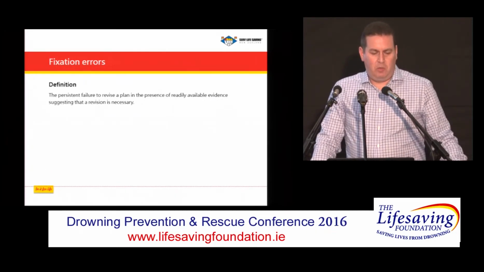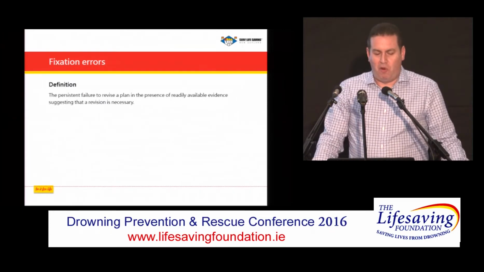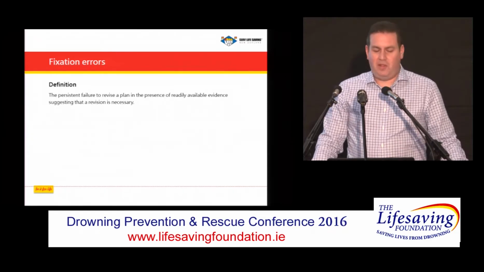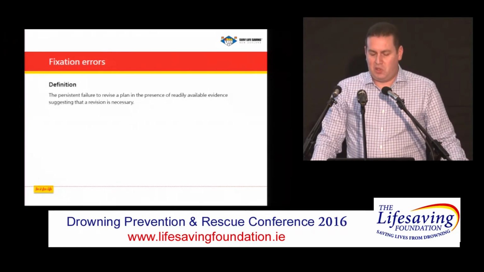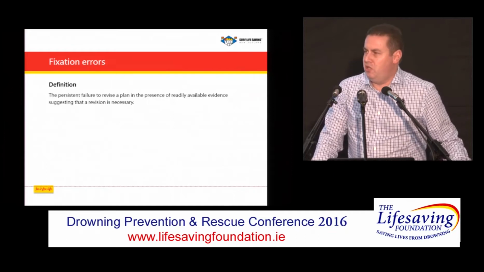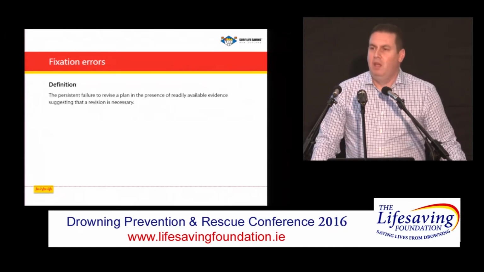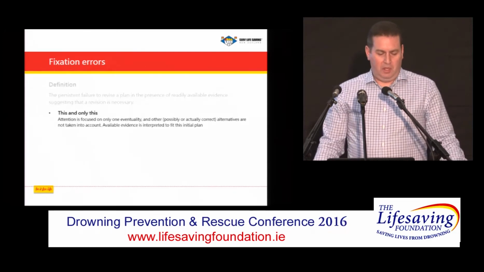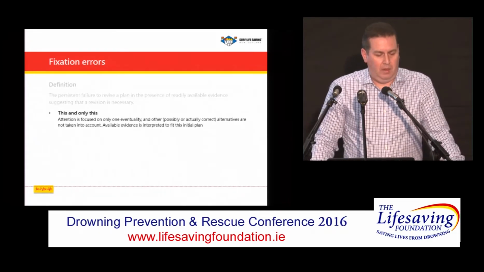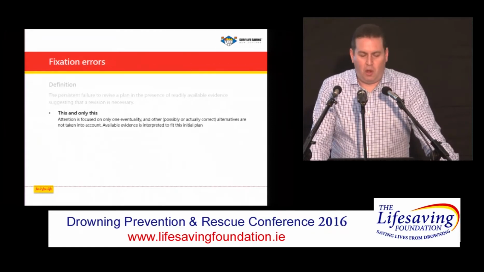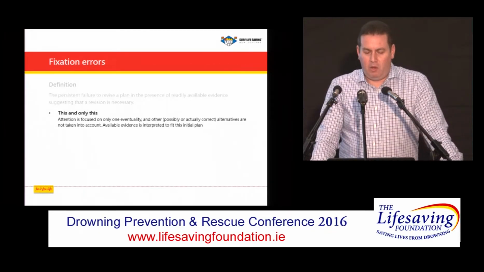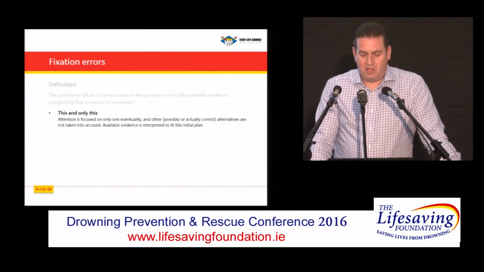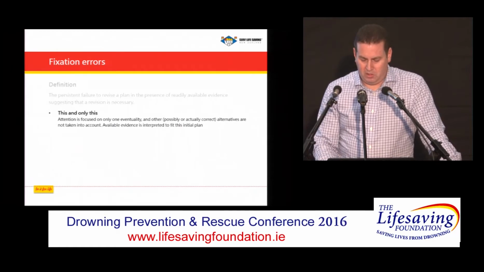So let's have a look at some of these human factors we need to be aware of. Fixation errors. The definition there is the persistent failure to revise a plan in the presence of readily available evidence suggesting that a revision is necessary. And there are three types of fixation errors. The first one is called this and only this. Basically we focus on only one eventuality and other alternatives are not taken into account. And we actively try and discount them to fit our initial plan. This and only this.